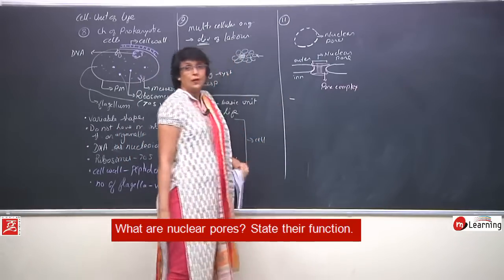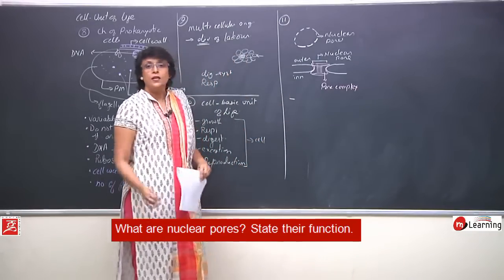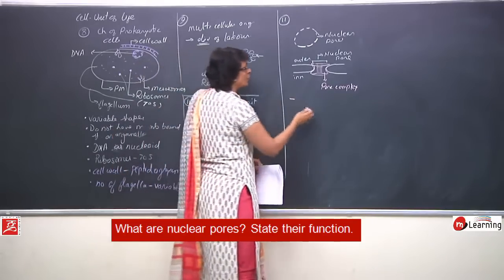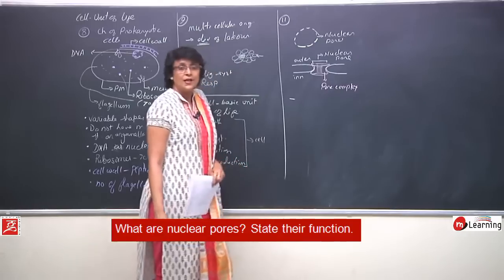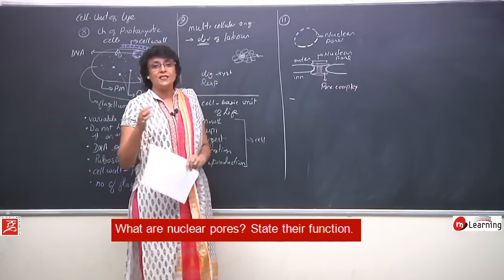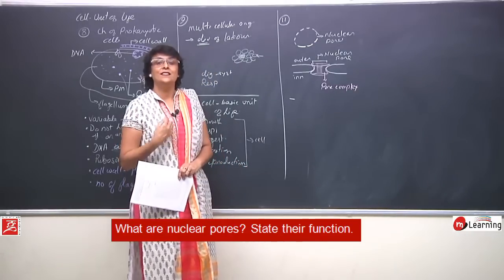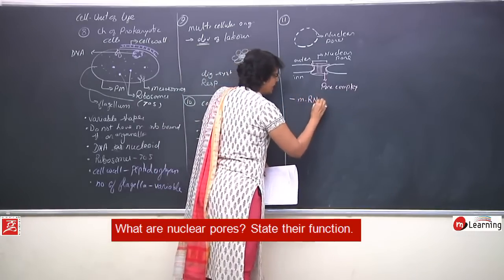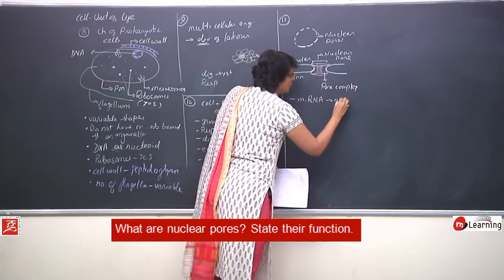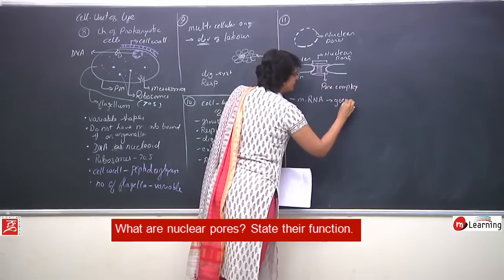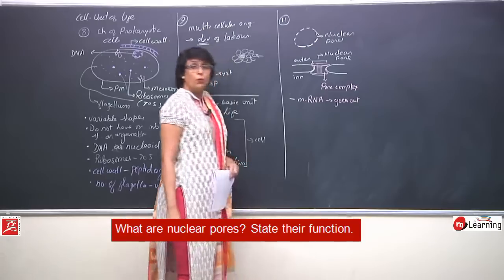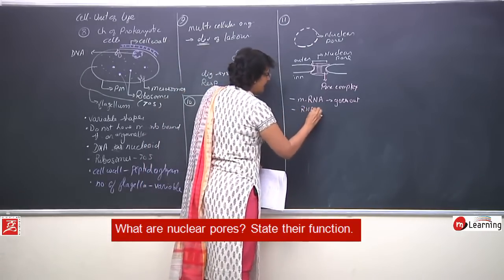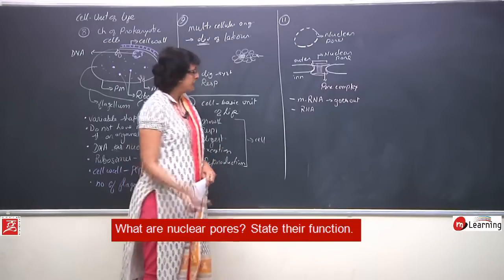Now, what is its function? It is meant for certain things to go out and few things to come in. What are the things which would go out of the nucleus? The DNA makes RNA, mRNA, when transcription takes place. So this mRNA moves out through this pore. Other RNAs like ribosomal RNAs also go out of this.